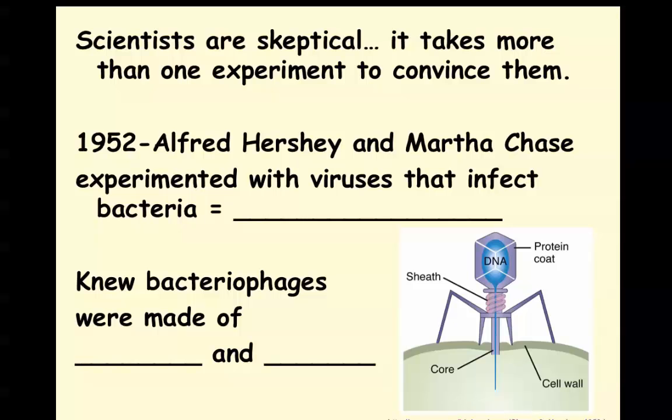Scientists are skeptical people, and that's a scientific attitude that we have to have. We can't just trust 2 guys' experiments. We have to continue to experiment in order to believe it. So our next people, in 1952, Hershey and Chase, experimented with a virus that infected bacteria, and as you know, that's a bacteriophage. We knew that bacteriophages were made out of proteins and DNA. Proteins are what people used to think was the cause of heredity.